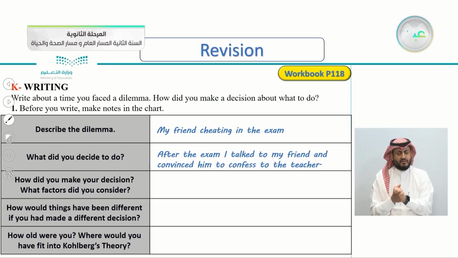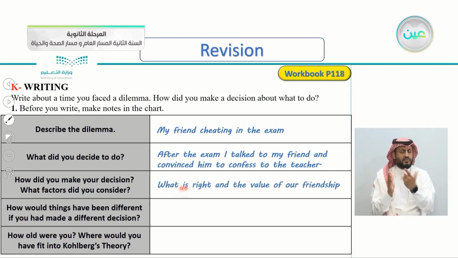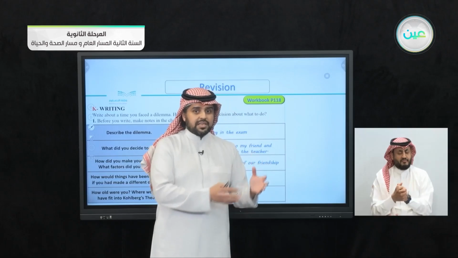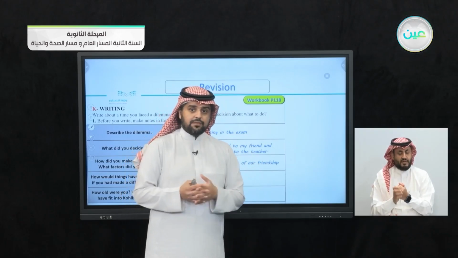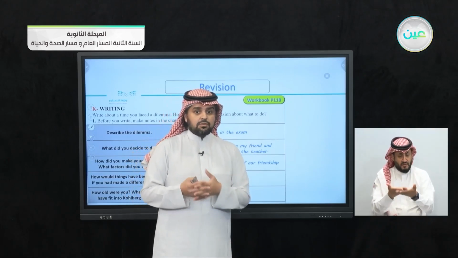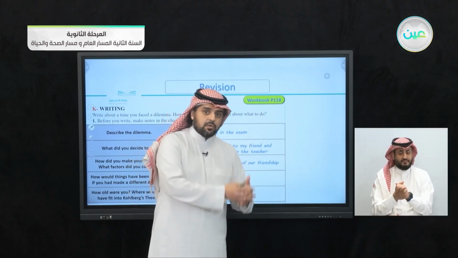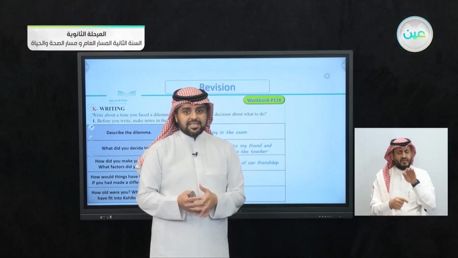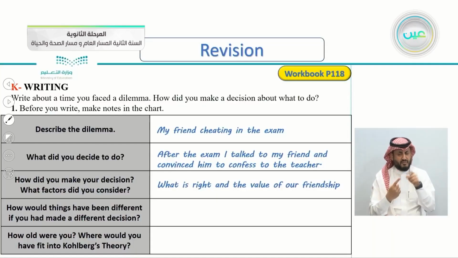How did you make your decision? What factors did you consider? Of course, the factors are what is right and the value of our friendship. Of course, because if I told on him during the exam, maybe my friendship with my friend would be over. So what is right is that I convince him to confess to the teacher is better than blowing the whistle on him, especially that it was his first time. So what is right? This is the factors, of course, because this is right. What is right and the value of our friendship.